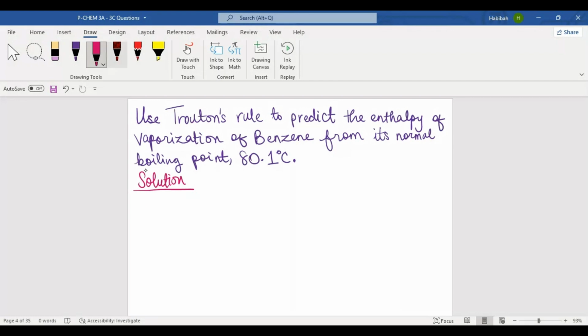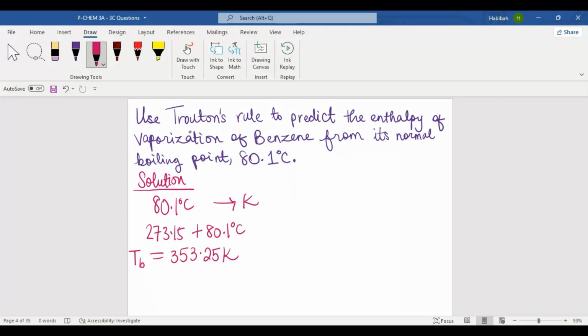In order for us to go from 80.10 degrees Celsius to Kelvin, we just have to add. So that would be 273.15 plus 80.10 degrees Celsius. You just add them up and you end up with 353.25 kelvins. Whenever you're dealing with Trouton's rule, this temperature is just going to be T_b, the boiling point temperature.